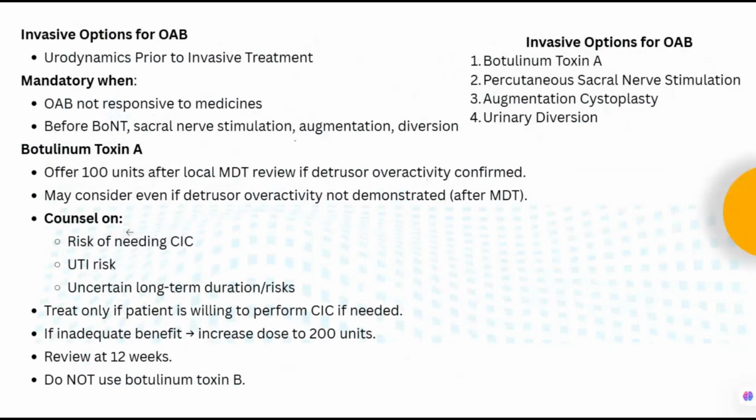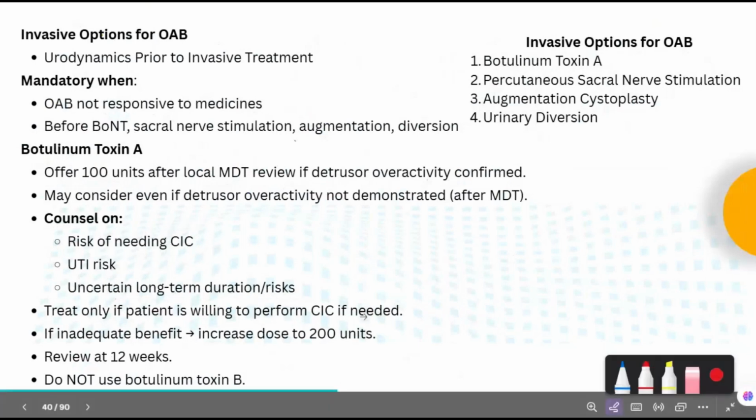You will counsel the patient on the risk of needing intermittent catheterization. This is clean intermittent catheterization, which is required if you put the patient on botulinum toxin, and you need to train your patient for CIC. There is a possibility of UTI risk and uncertain long-term duration or risk. Treat only if the patient is willing to perform CIC if needed. So for botulinum toxin A, the dose is 100 units, and the patient needs to be trained in CIC. The patient should be willing to perform CIC.